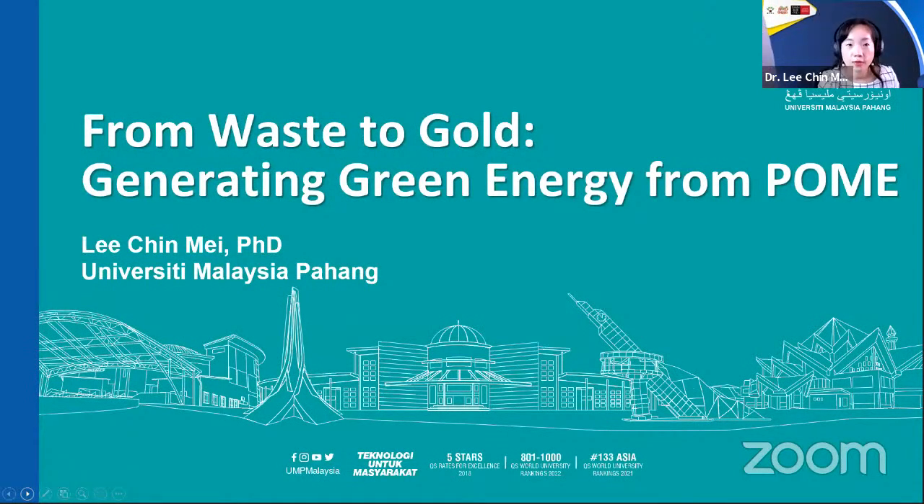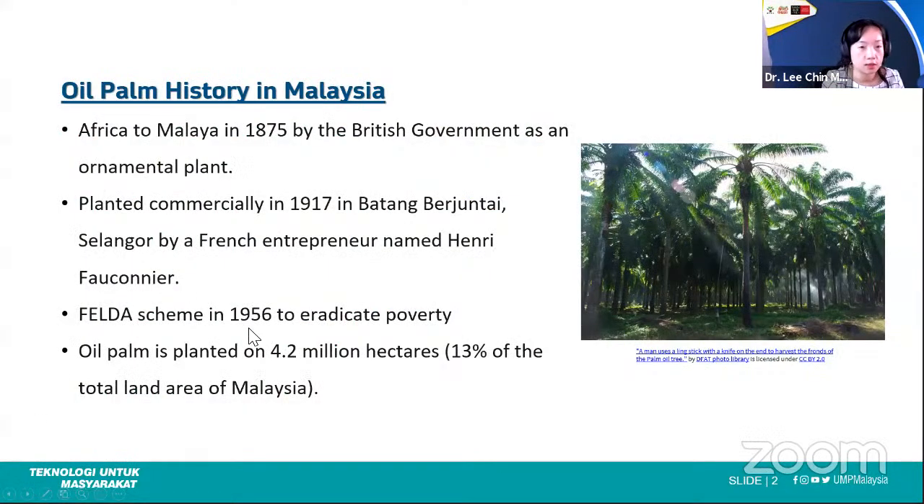Okay, so my sharing today will be focusing on the biogas generation from the palm oil mill effluents. So let's start with the oil palm history in Malaysia. The oil palm originated from Africa, and it was brought to Malaya in 1875 by the British government as an ornamental plant. It was then planted commercially in 1917 in Batang Berjuntai, Selangor, by a French entrepreneur.